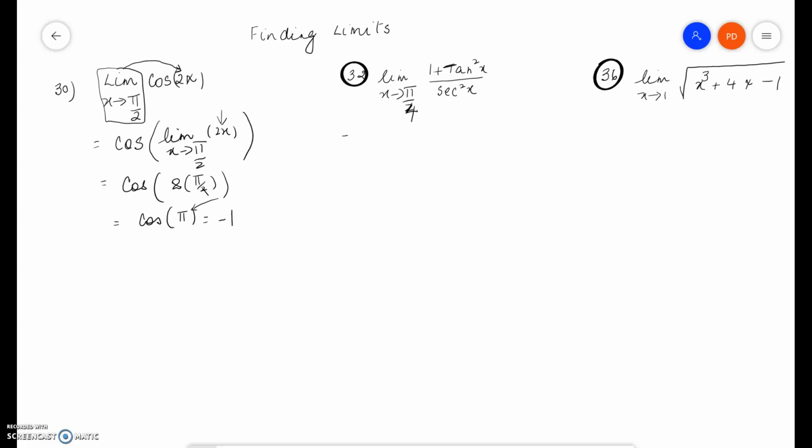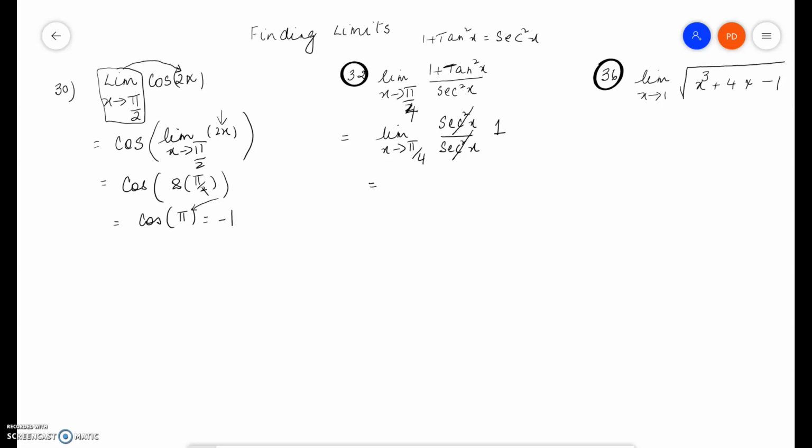Now the next one, you can either substitute x equals pi over 4, enter it into your calculator and you get your answer. Or if you remember the Pythagorean identities, 1 plus tan squared x is equal to secant squared of x. So when substituted we get 1 plus tan squared x, which is secant squared of x, divided by secant squared of x. Even before we substitute, we get 1.